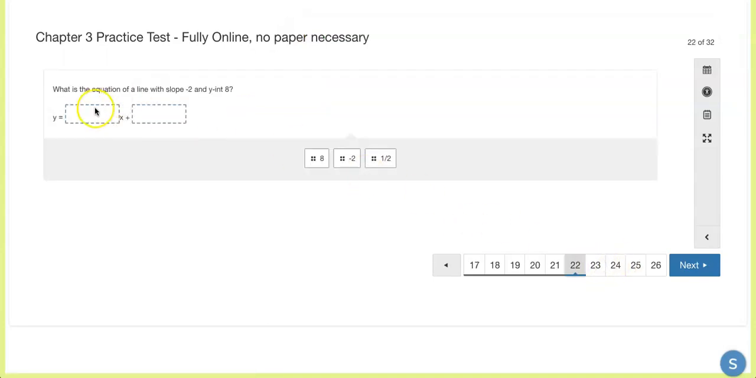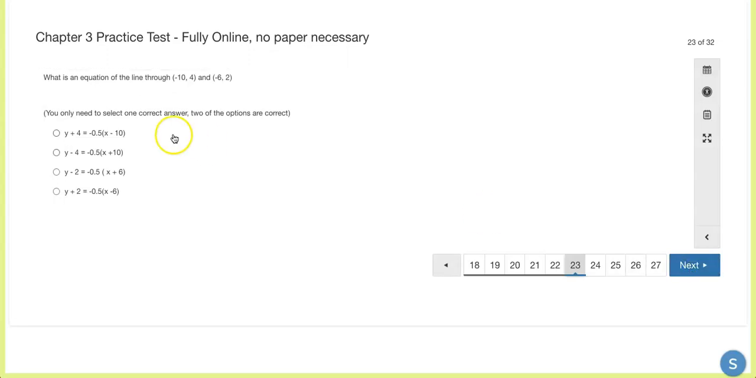All right, now it's getting a little bit trickier. Equations of a line. What is the equation of a line with slope -2 and y-intercept 8? So this is mx plus b form. The slope is what goes in front of the x. The y-intercept is what's not attached to an x. We're not doing parallel or perpendicular yet. We'll get there. But for right now, that's all we need to do.